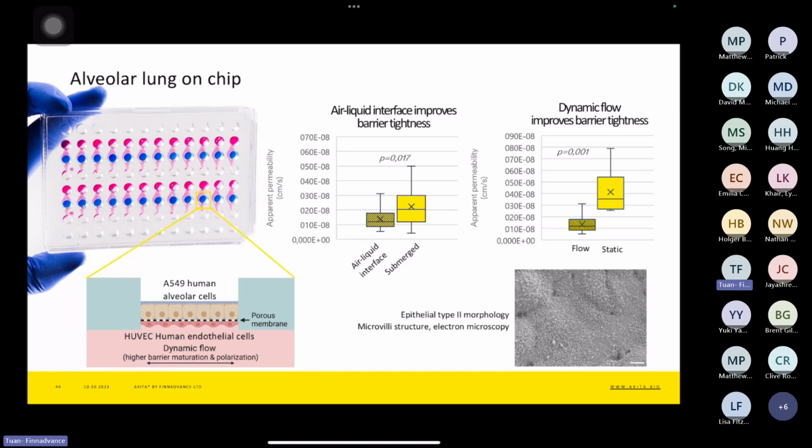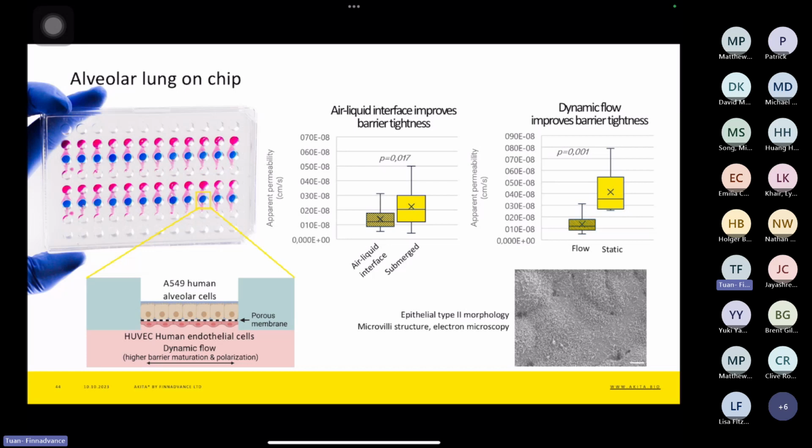And with the air-liquid interface, we were also able to confirm the tightness of the barriers that were enhanced compared to the submerged condition. The way we induce the air-liquid interface is that we simply remove the media from the open top chambers. Of course, we also have to have a cover on top of the open top chamber to avoid the liquid from the bottom going up to the top, but the handling is fairly simple.